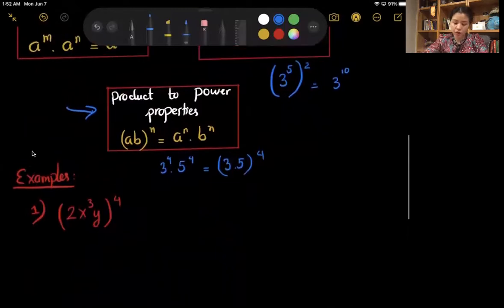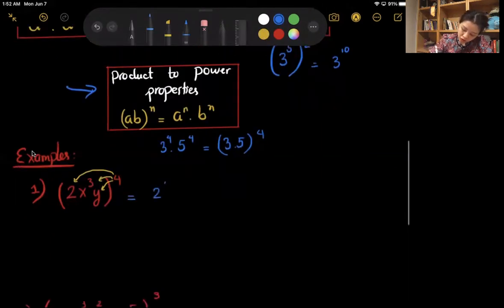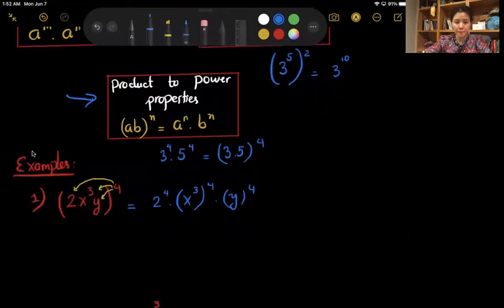According to the product to power property, I'm going to distribute the 4 into each of those terms inside the parentheses, right? So I should have 2 to the 4, x cubed to the 4, and then y to the 4. So this one I'm going to write as 2 to the 4 times x cubed to the 4 times y to the 4. Product to power properties, right?